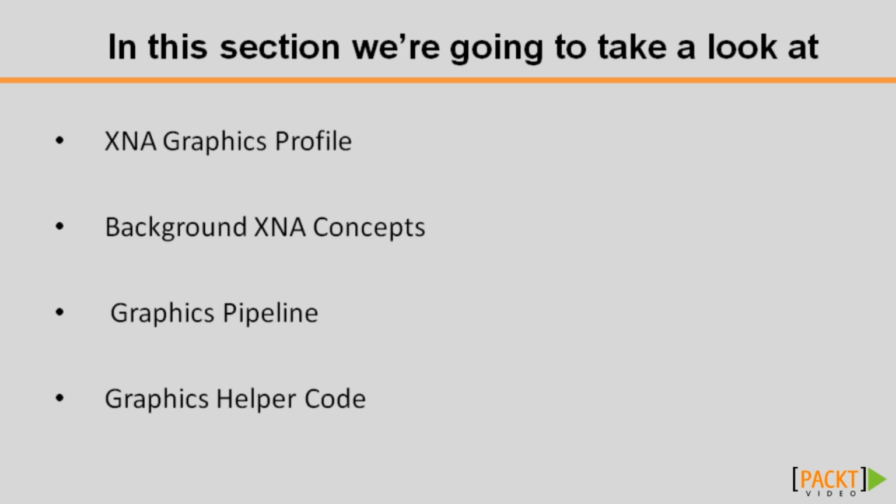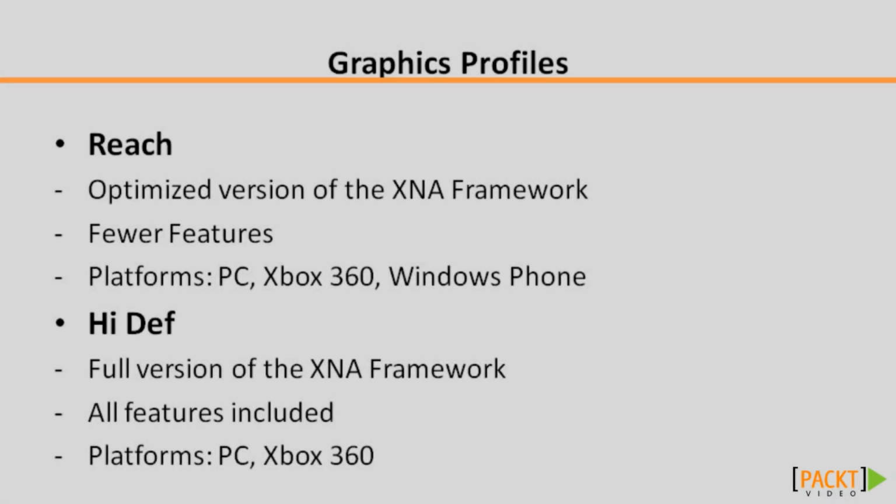But first, graphics profiles. XNA allows us to use two different graphics profiles, Reach and High Def. These profiles essentially restrict the use of certain features to simplify multi-platform development. The biggest difference between Reach and High Def profiles is the platforms or devices that they're meant to run on. The Reach profile seeks to reach or be applicable to as many Microsoft platforms as possible. This includes the Xbox 360, Windows Phone, and PC.